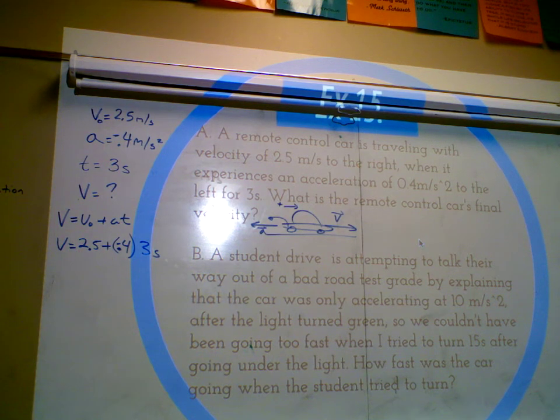So what do we get? What's our final velocity? Not a lot. It's actually way less than 2.5 because we're slowing down. Remember, velocity, acceleration, opposite directions, we're slowing down.